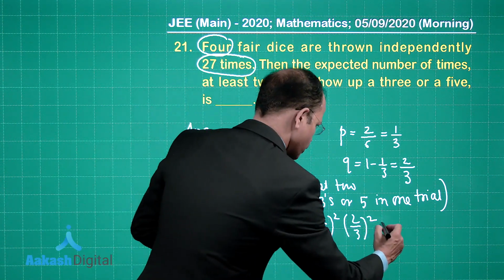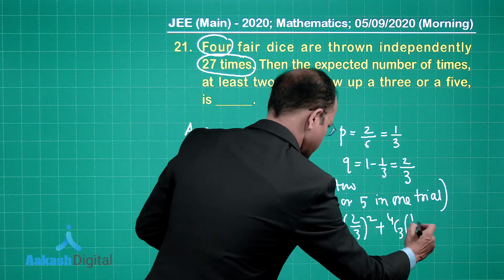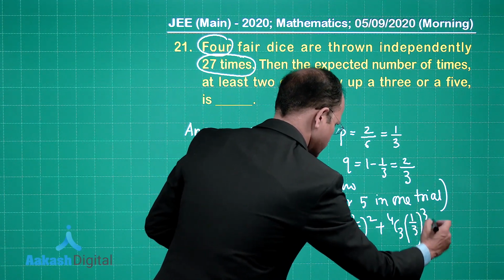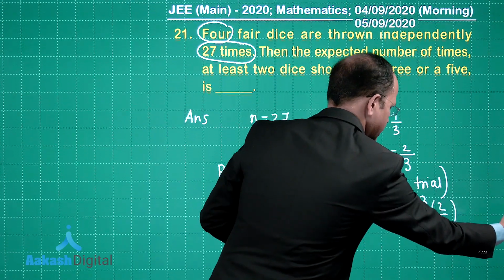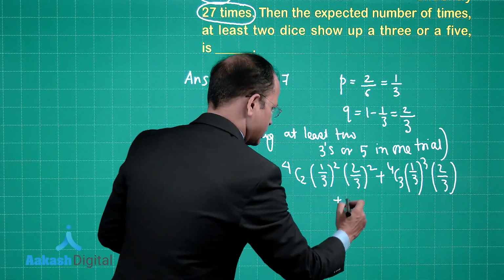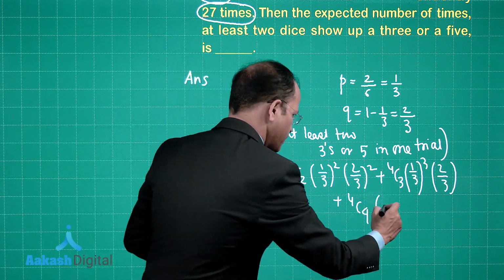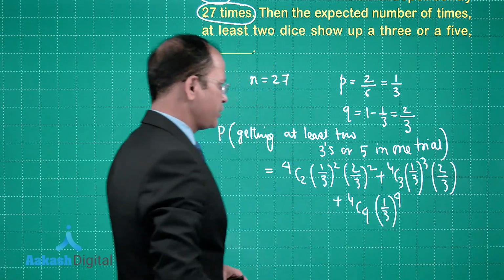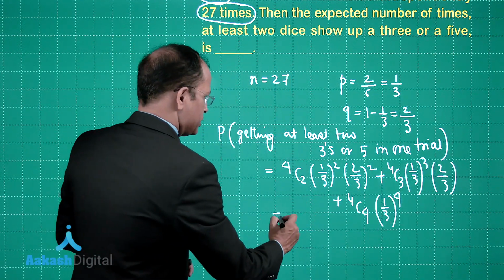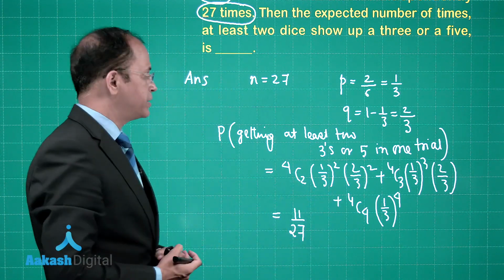Then we have 4C3, right? And this is coming out to be 1 by 3 whole cube, and this is 2 by 3 we have, right? And again, we can just write the next part, that is 4C4, which is 1 by 3 raised to the power 4, right? And 2 by 3 raised to the power 0 we have. So it is coming out to be 11 upon 27, right? If you do the calculation here.